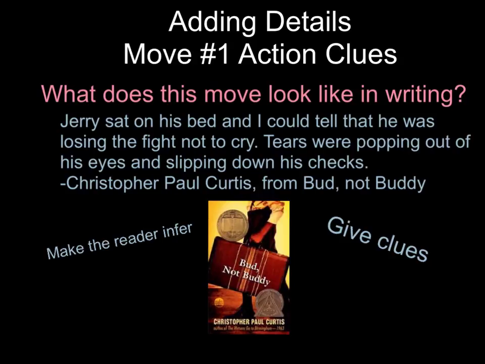This is from the book Bud, Not Buddy by Christopher Paul Curtis. What he's doing is making the reader think, making him use his inferencing skills. Make the reader infer. Give him clues. If you look over here, we have tears were popping out of his eyes. I have to infer that that means his eyes are welling up. He's getting ready to cry.